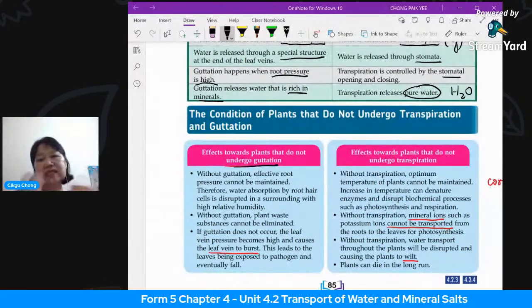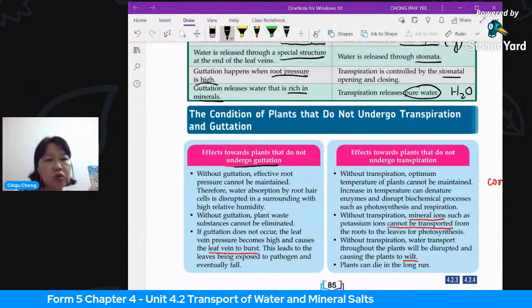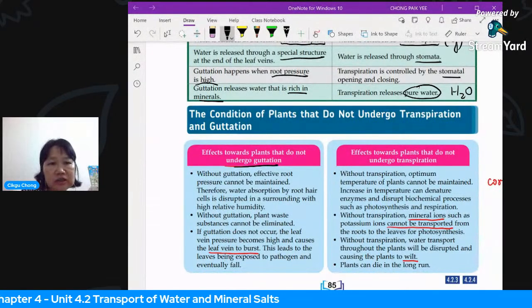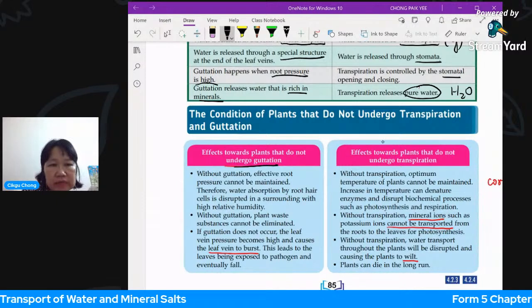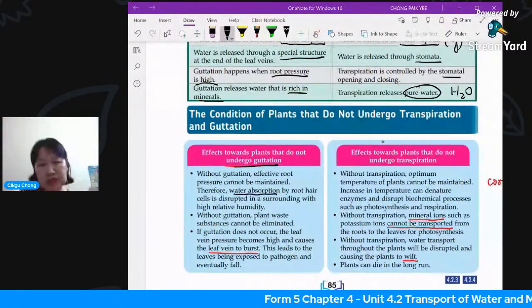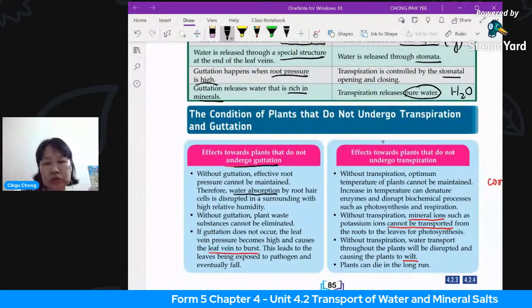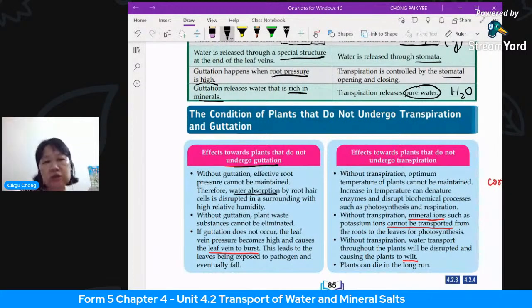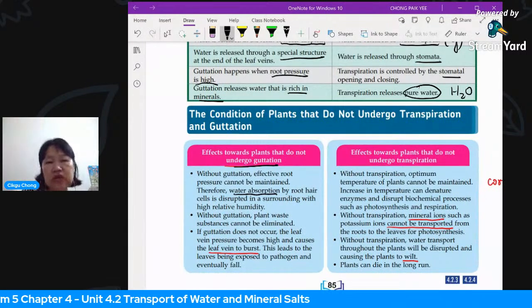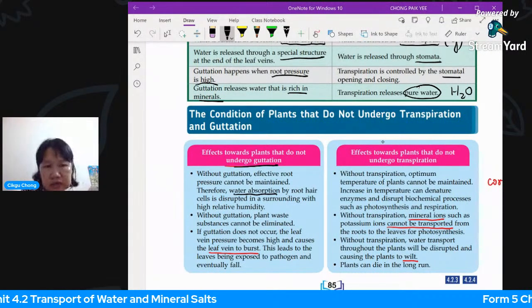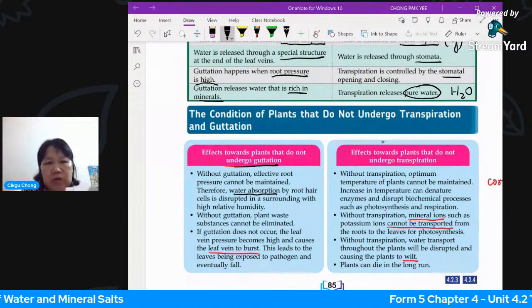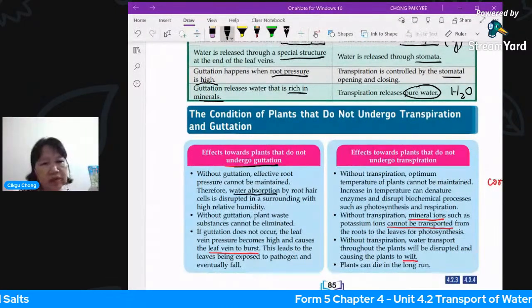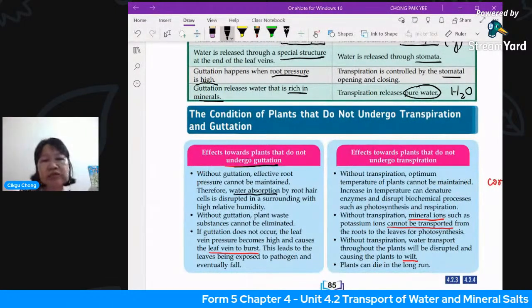Okay, like I said, when the water doesn't disappear from the leaves here, there's no way for the water to move in. So water absorption by root hair will be disrupted when there's relatively high humidity, when there's too much water in the air, so you cannot have transpiration. Okay, it will carry out guttation. Now, without guttation, plant waste or substances cannot be eliminated. So this is one way of excreting also. It excretes not only water but also minerals.